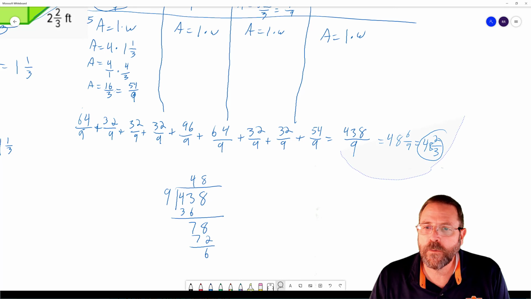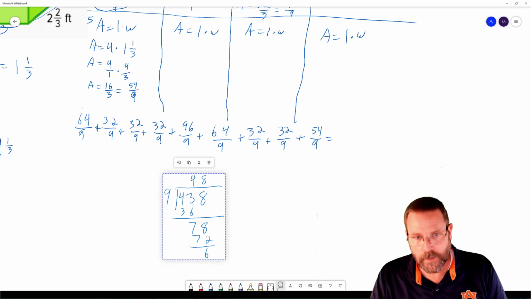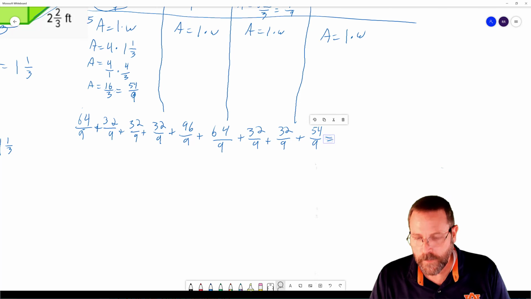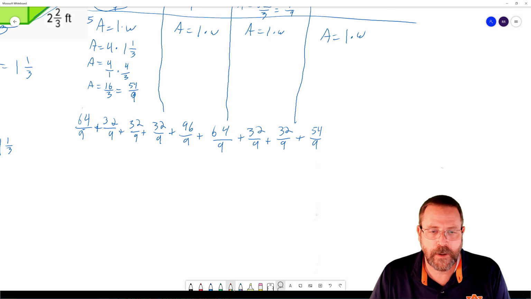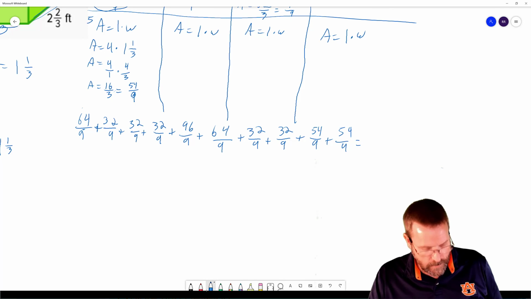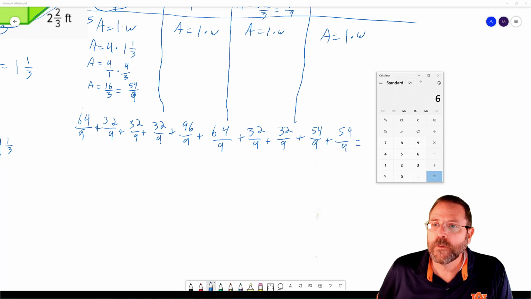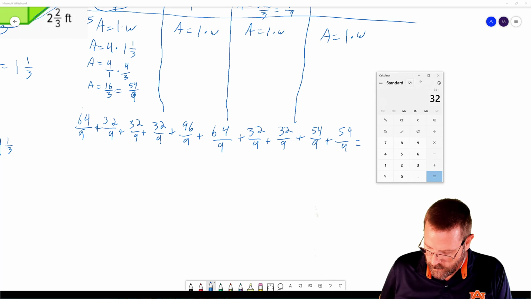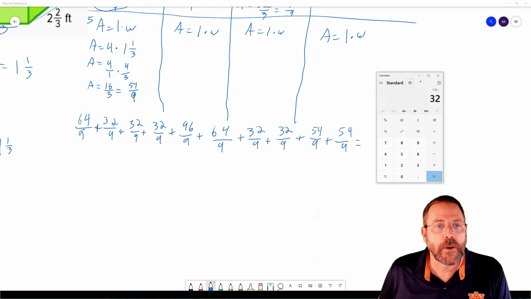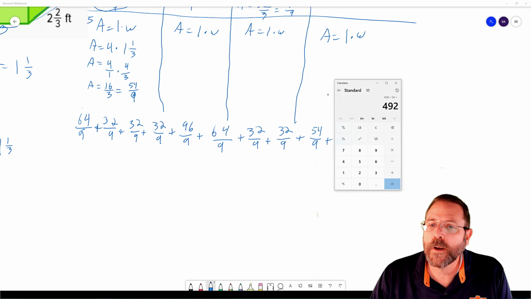So we're going to take all of this stuff right here and delete it. We're going to delete that too. And we're going to delete that equal sign too, because we have to add one more 54 over 9. Now we're ready to add them all up, so we're going to bring our calculator back up again. And when we do that, carefully, 64 plus 32 plus 32 plus 32 plus 96 plus 64 plus 32 plus 32 plus 54 plus 54 equals, that's going to give me 492 this time.